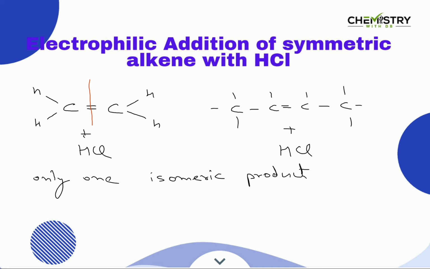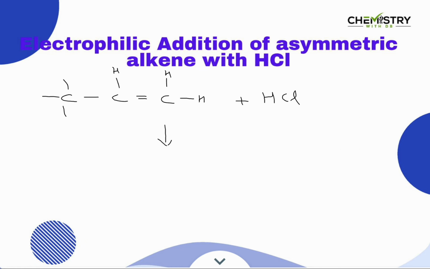We can see the same in the case of but-2-ene. Here also I can see a symmetry because the two sides are mirror images of each other. And when these react with HCl or HBr, any electrophilic addition reaction will give you only one isomeric product, because it doesn't matter whether this particular hydrogen goes with this carbon or this carbon.